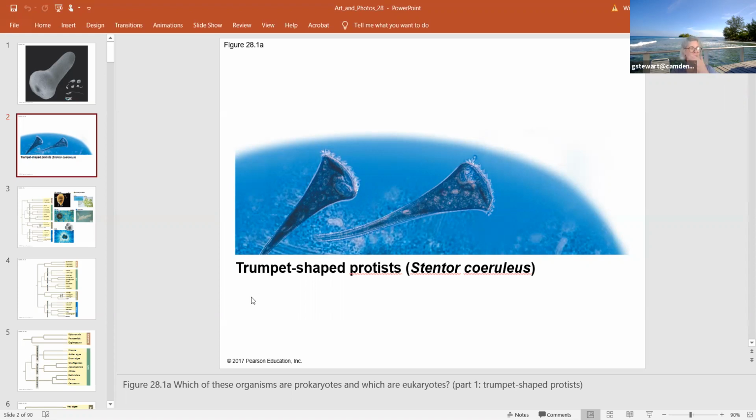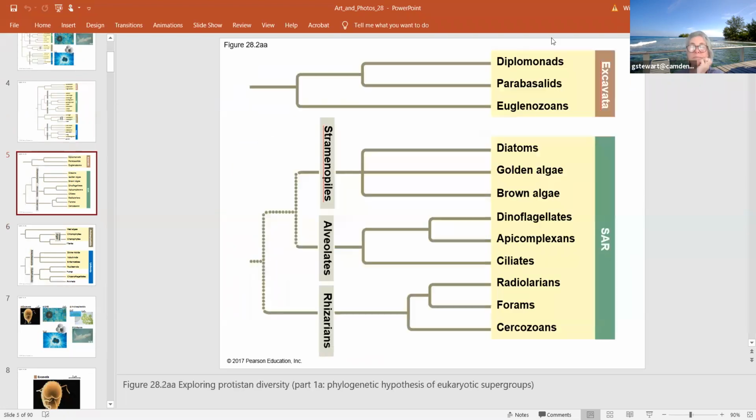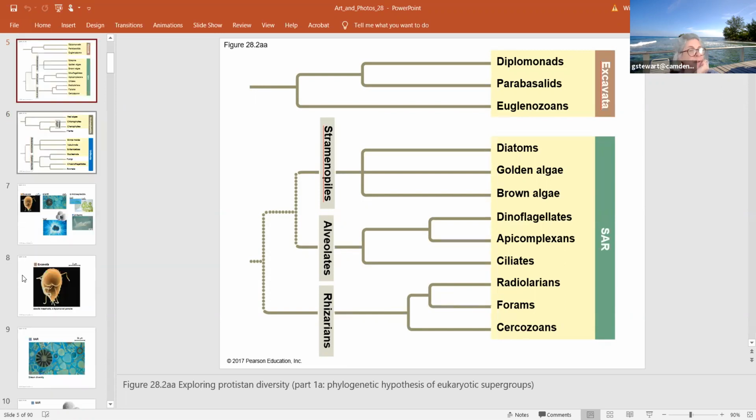Oh, excuse me, I don't have any pictures of Vorticella, but that's on there because we would have seen Vorticella in lab. Okay, that takes care of this group, the S's and the A's. We'll take a brief look at rhizarians here, particularly the radiolarians and the foraminifera.